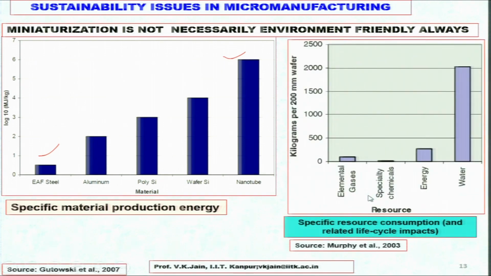So you can see here, and this is another specific resource consumption and related life cycle impacts. You can see here kilogram per 200 millimeter wafer, electricity, elemental gases, specialty chemicals, energy is this much, and water is this much. So a lot of resource consumption is there, and especially we should not assume that miniaturization will solve these problems.